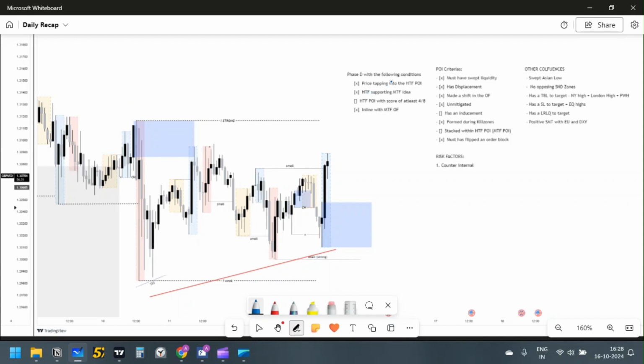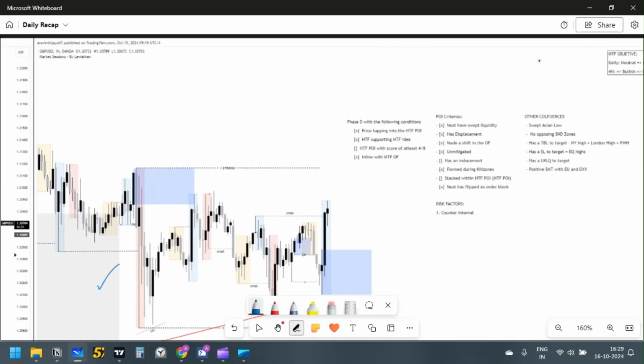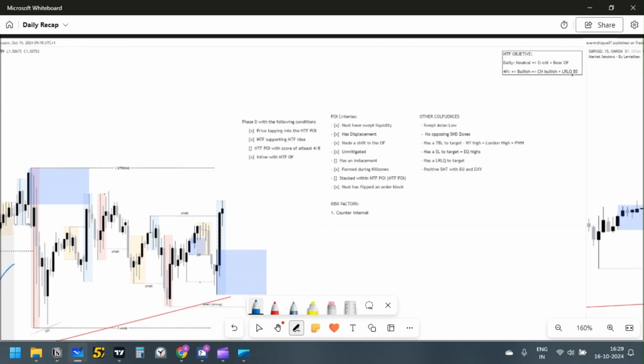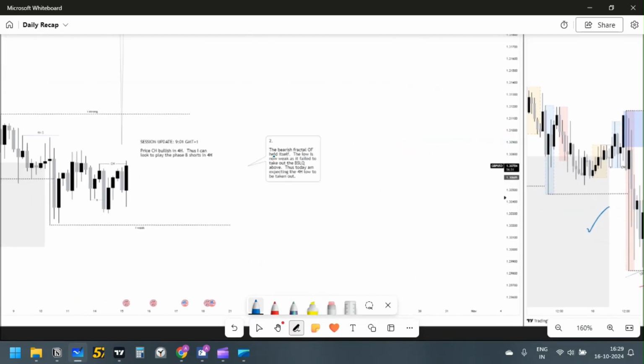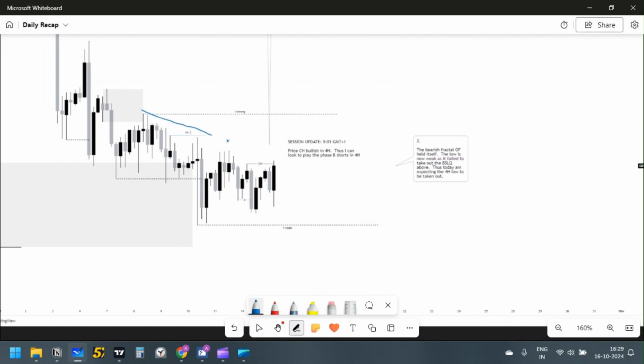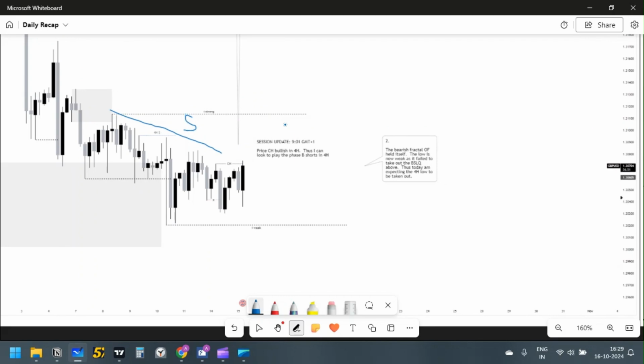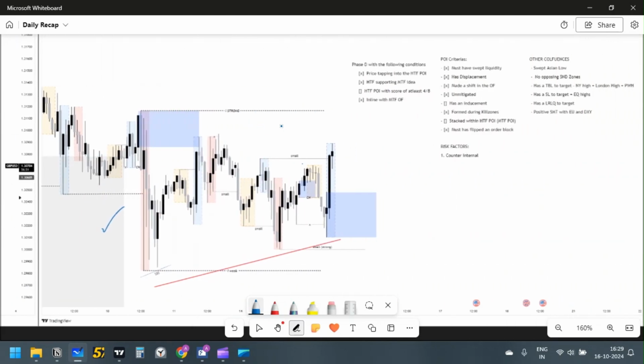So what are the conditions for phase D? Price tapping into the high time frame POI. Yes, it's tapping. And the high time frame supporting the medium time frame area. Yeah, kind of, because 4 hour is bullish and there is low resistance liquidity on the buy side. Where is that low resistance liquidity? Here you go. There's a lot of low resistance liquidity that can be targeted, and there is no supply from which the price can react. The price can just rally through. So it's a high probability long chance for me to take some profit.